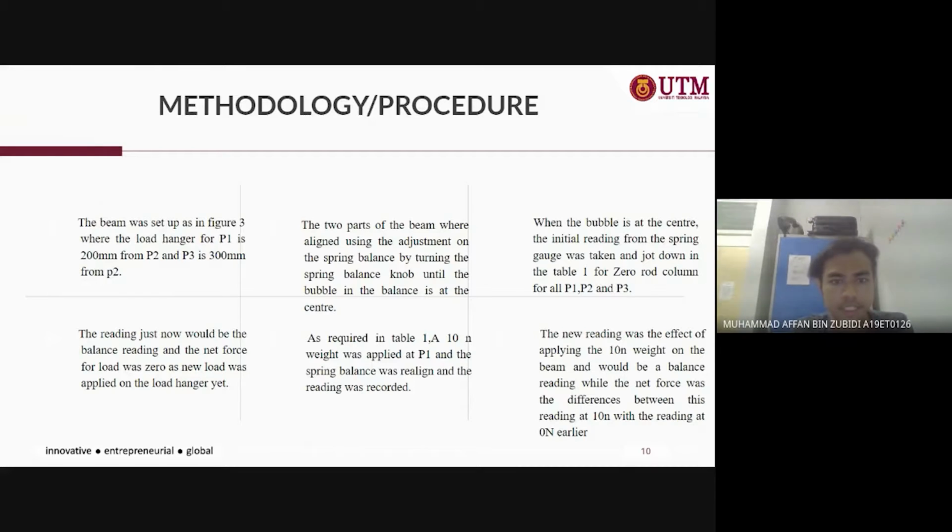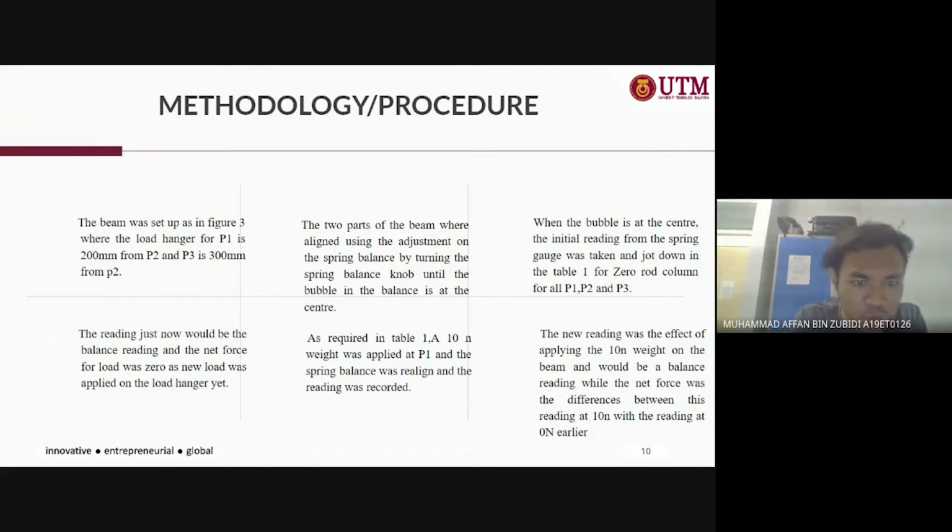The third one is when the bubble is at the center, the initial reading from the spring gauge was taken and recorded in table 1 as in the result, for 0 load column for all P1, P2 and P3. Next step, the reading just now will be the balance reading, and the net force for load was 0 as no new load was applied on the load hanger yet. And next step is what is required in table A1.